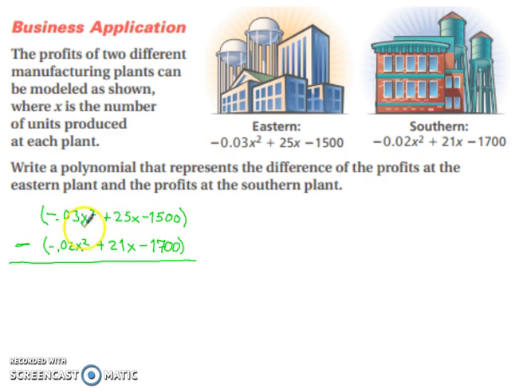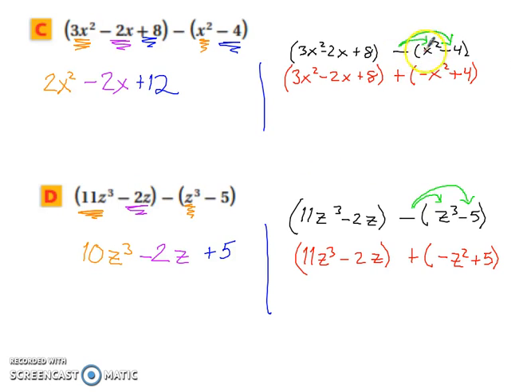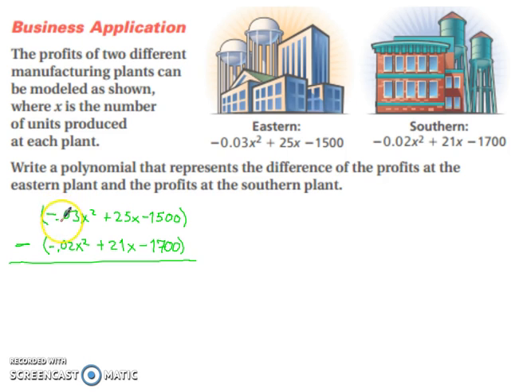Notice how we lined up the x squareds and the x's and then the constants? This will make it easier to subtract vertically. If you need to, you can switch all your signs over, just like we did in this example here where we distributed the negative, or you can do it as you go. So we have negative 0.03x squared minus negative 0.02. That's like adding a positive. So we end up with negative 0.01x squared.